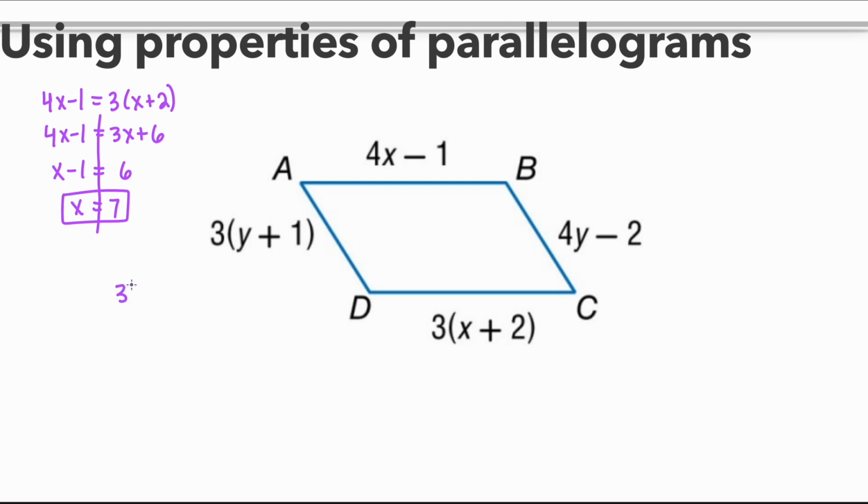I can do the same thing with 3y plus 1 equals 4y minus 2. So 3y minus 3 equals 4y minus 2. I'm going to subtract 3y and I'm going to add 2. And so y equals negative 1.